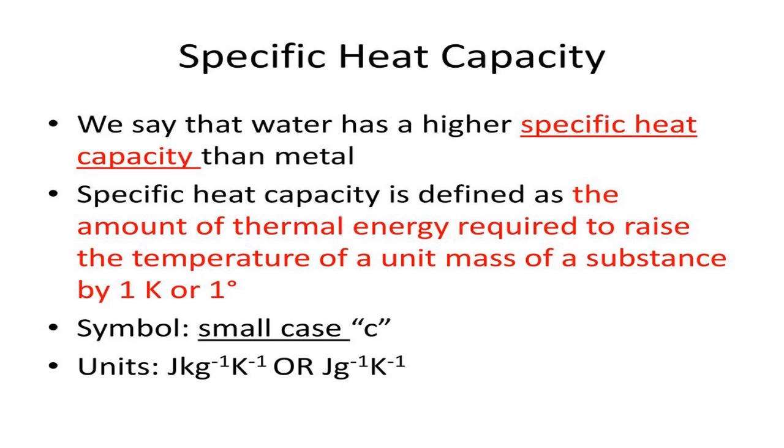That means heat capacity for a specific purpose, where we specifically define the amount as well as the rise in temperature. That is known as specific heat capacity. So we say that water has a higher specific heat capacity than metal. What is specific heat now? Specific heat capacity is defined as the amount of thermal energy or heat energy supplied that is required to raise the temperature of unit mass of a substance by 1 degree Kelvin or 1 degree centigrade.